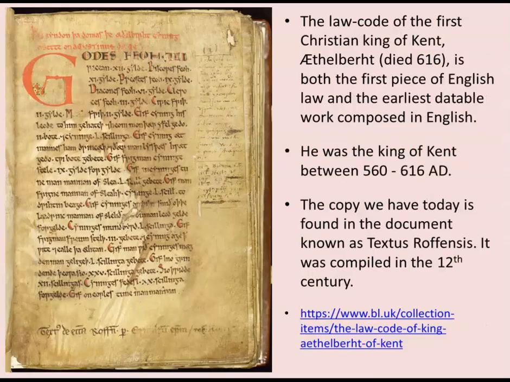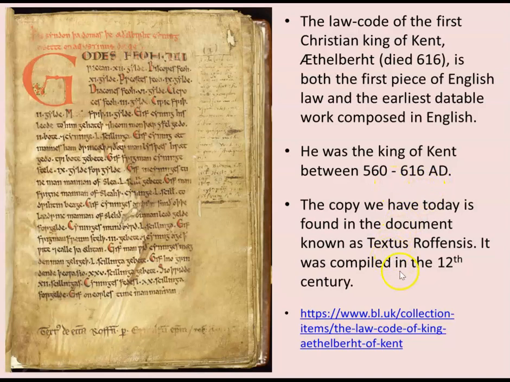Now, the law code of Athelbert, the first Christian king of Kent, who converted and died in 616. He ruled from 560 to 616, and his law code is both the first piece of English law and the earliest datable work composed in Old English. So he was king of Kent between 560 and 616 AD.